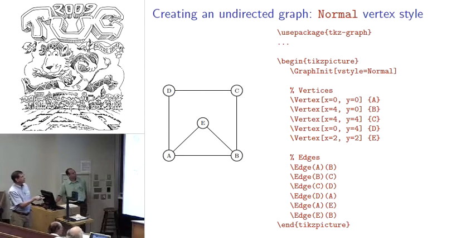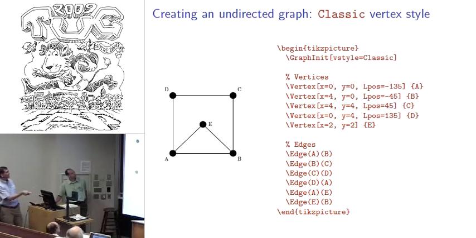And then you initialize the system and you indicate what kind of picture you want. I want just the old boring normal picture that I get here. If you change that to classic, then you get this.